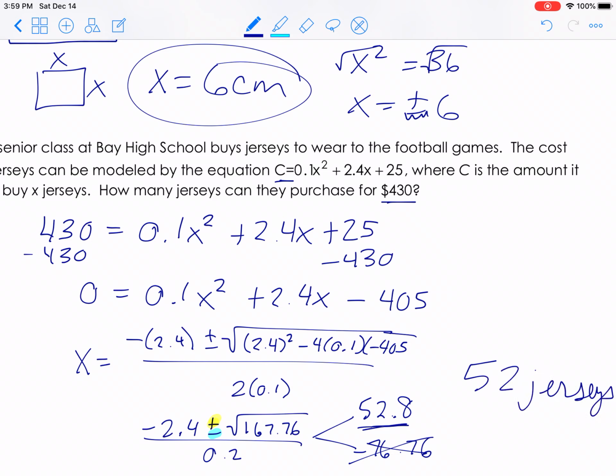We can always double check that by plugging in 52 to our equation and see if we get a number close to 0. So 0.1 times 52 squared plus 2.4 times 52 minus 405, negative 9.8.